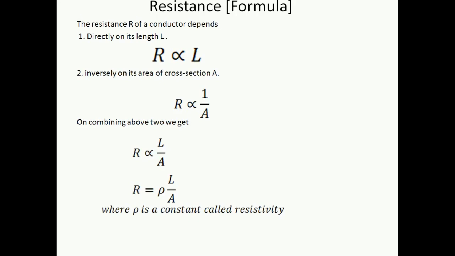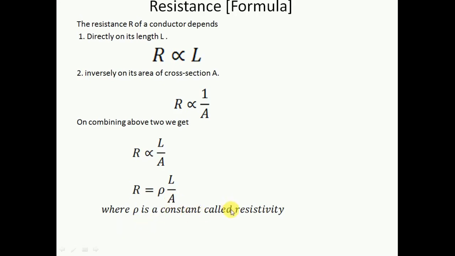So now from this activity we have understood that resistance is directly proportional to length. If the length increases, the resistance increases, and resistance is inversely proportional to the cross-section area. If the area is more, resistance is less, as we have seen in the previous example. If you combine these two, I get R is proportional to L by A. And if you replace the proportionality sign by an equal sign, you have to put one constant, and that constant is called resistivity. So I can read the formula as resistance is equal to resistivity into length by area.